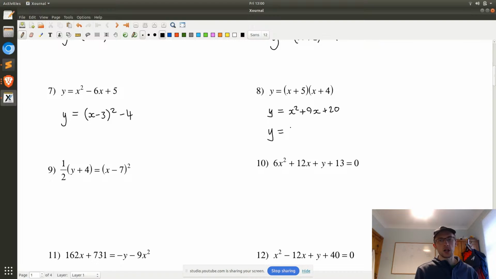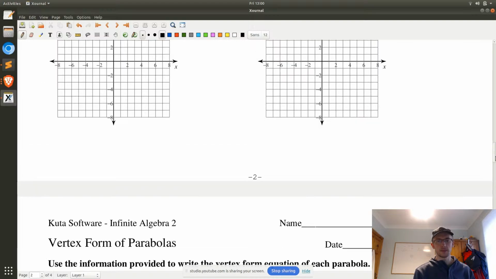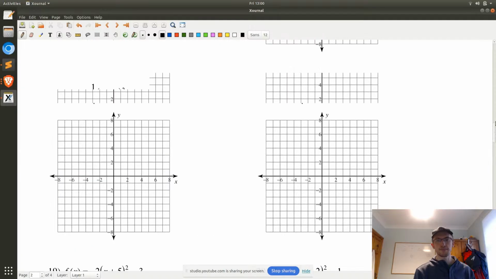Complete the square, so half b, so x add 9 over 2, and then all of that squared. Square it out, and you get x squared add 9x add 81 over 4. 81 over 4 is 20.25. But you need 20, so take away a quarter. Let's check if that's right. x add 9 over 2 all squared, take a quarter. Yeah.